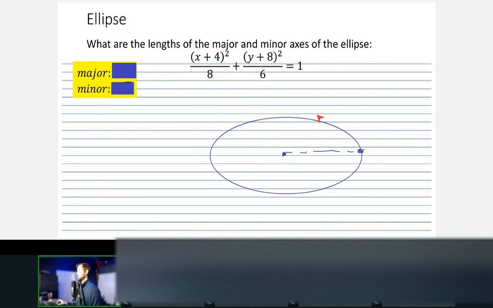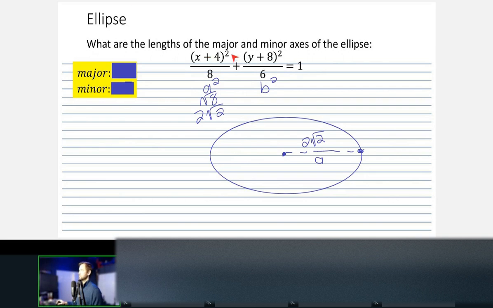Yeah, it's the square root of 8. So remember, this is a squared, and this is b squared. So a is your major, b is your minor. So a is not 8. We have to do the square root of 8, which is 2 rad 2. So the radius, so to speak, for the major axis is 2 radical 2.